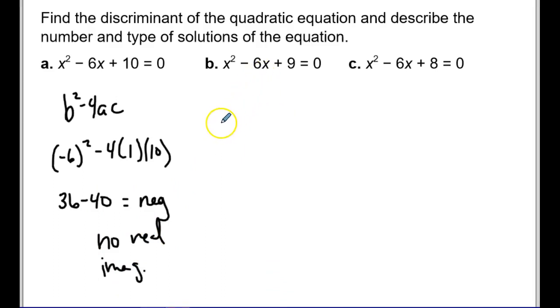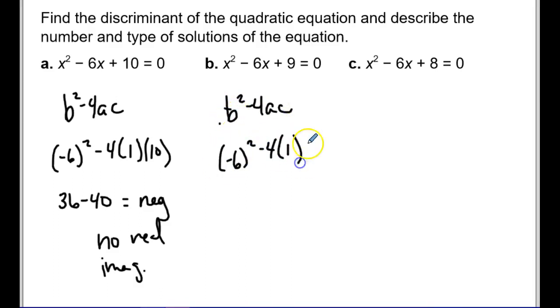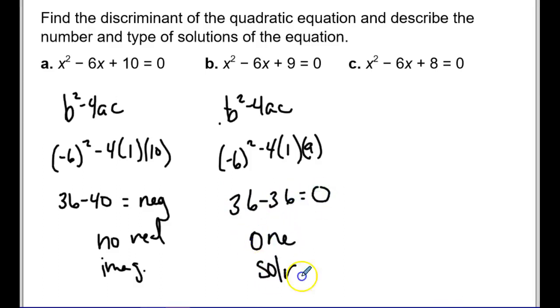So now let's look at this one. So again, I have b squared minus 4ac. So b squared is negative 6 squared minus 4 times a, which is 1, times c, which is 9. So here I end up with 36 minus 36, which is 0. So this tells me I have 1 solution.